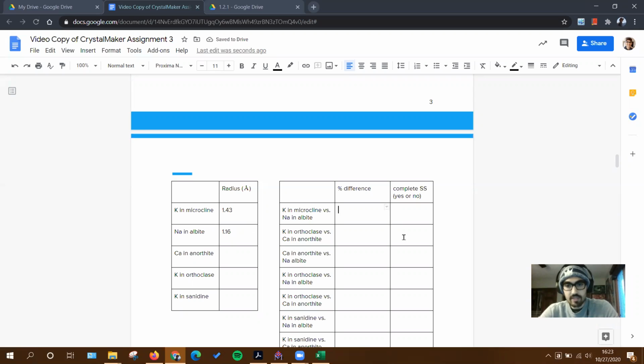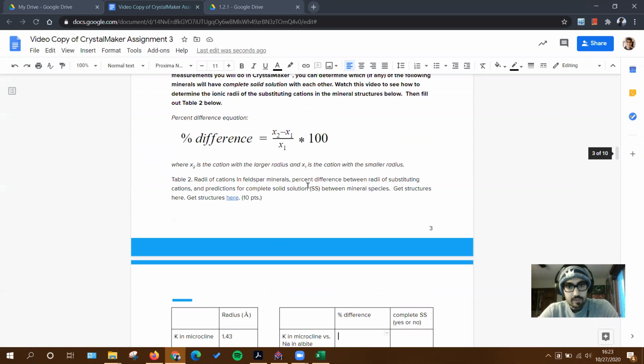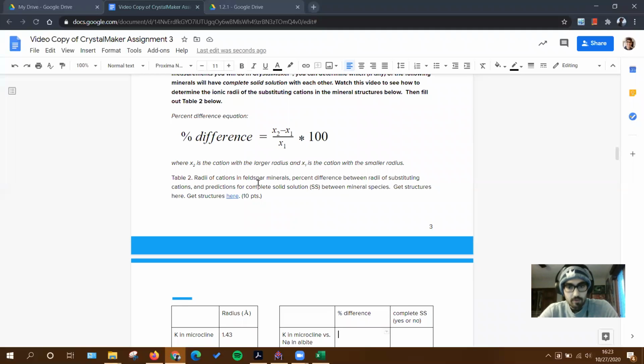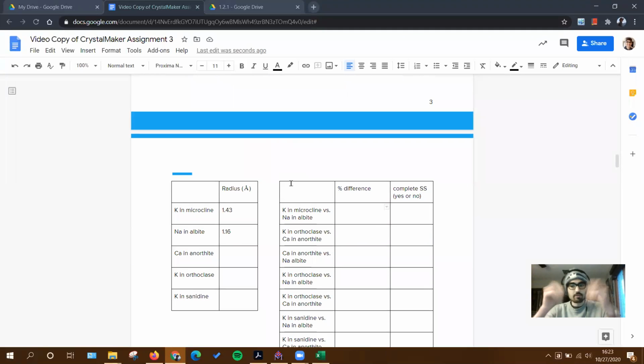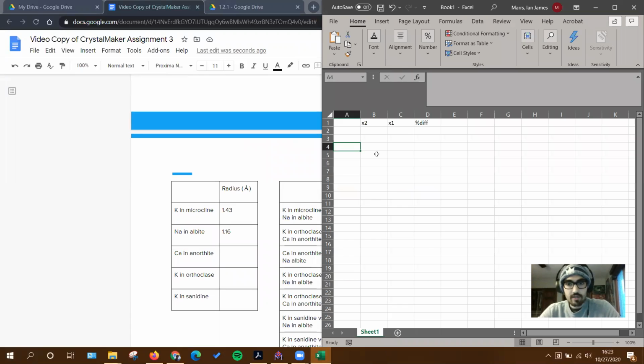Now we need to calculate the percent difference. Let's take another look. The percent difference is x2 minus x1, that's the larger minus the smaller, divided by the smaller, times 100. You can do this with pencil and paper, just like in the first video, but I like to do Excel. So I have this spreadsheet set up. x2, my larger cation, is 1.43 angstroms, and my smaller is 1.16. That's the potassium and the sodium.